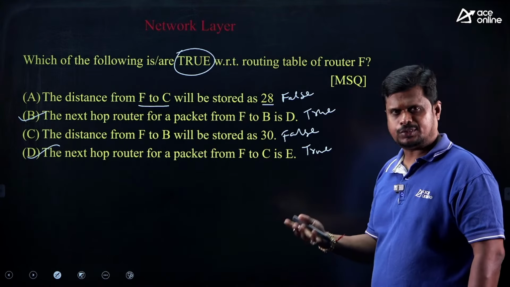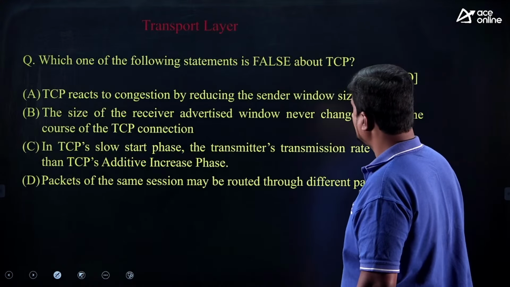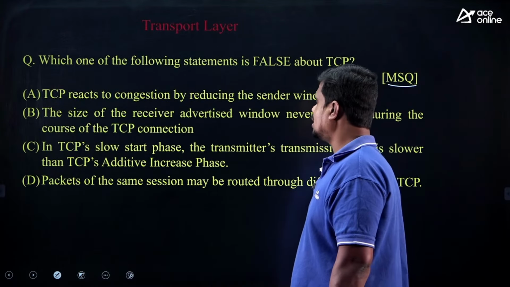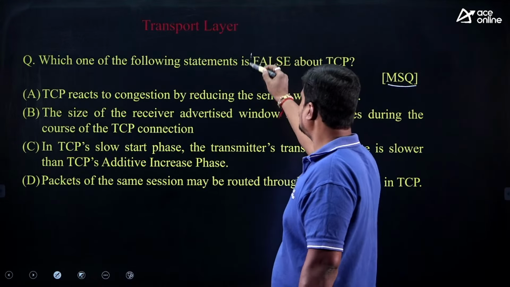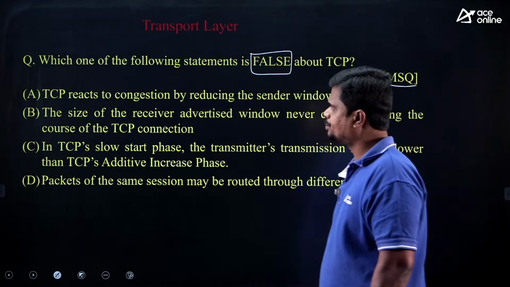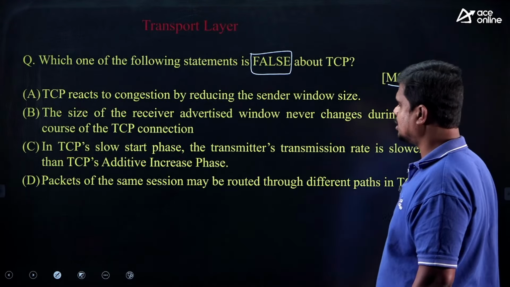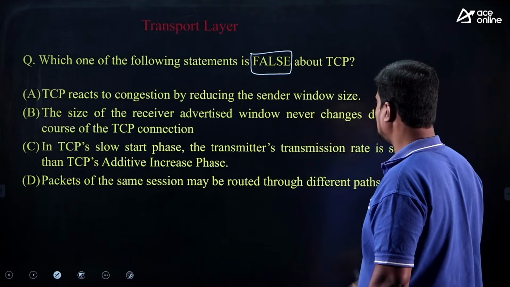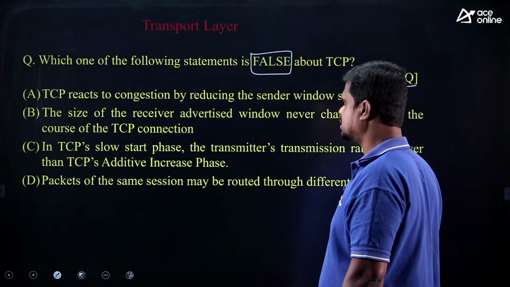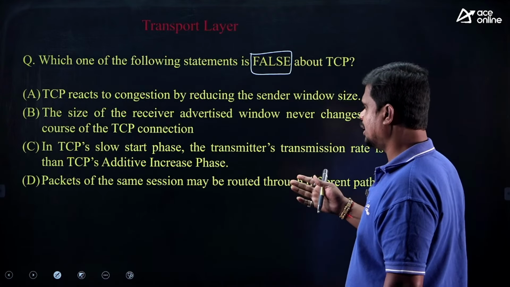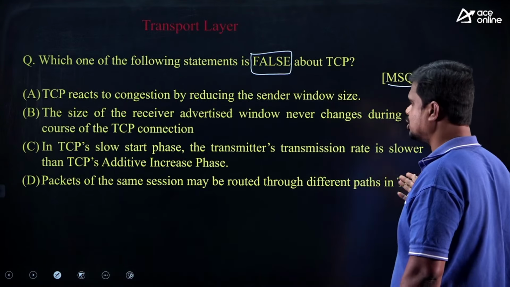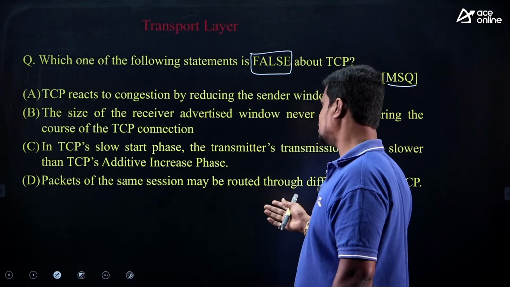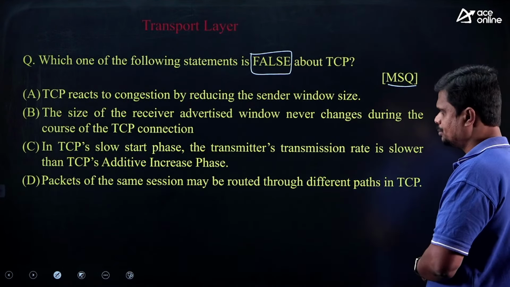So I hope you are following, right? Look at this question. This is another MSQ question. You need to find out the false statement. Mind this. Option A: TCP reacts to the congestion by reducing the sender window size. Option B: the size of the receiver advertised window never changes during the course of the TCP connection. Option C: in the TCP slow start phase, the transmitter's transmission rate is slower than in the TCP additive increase phase. Option D: the packets of the same session may be routed through different paths in TCP.